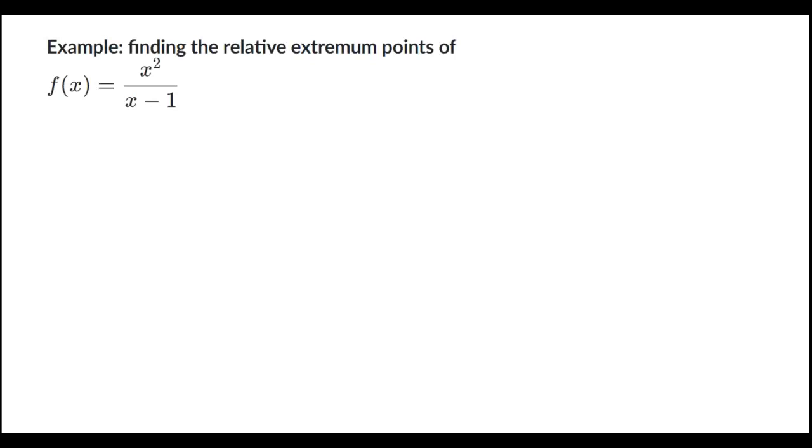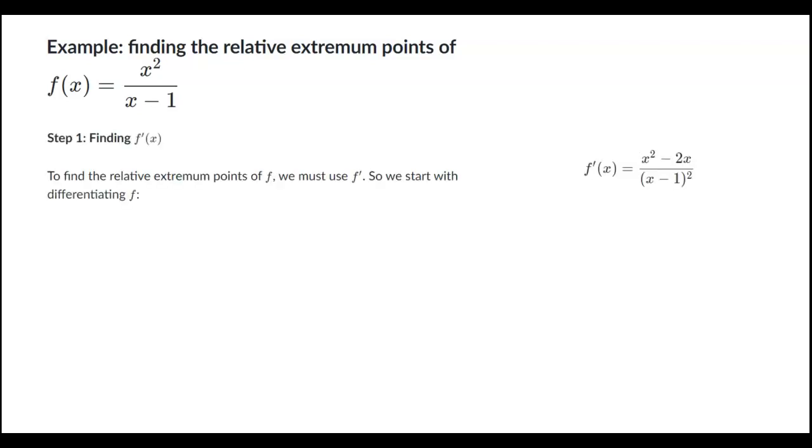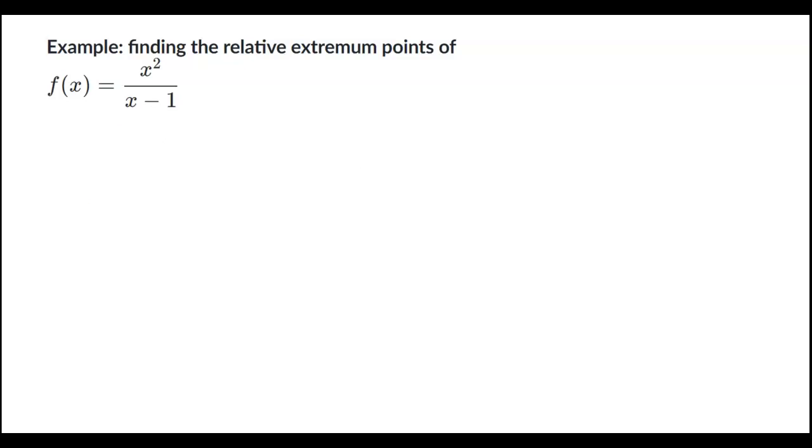So let's do a gross example. You have x squared over x minus 1. Find its derivative. This is more of a quotient rule. I know.